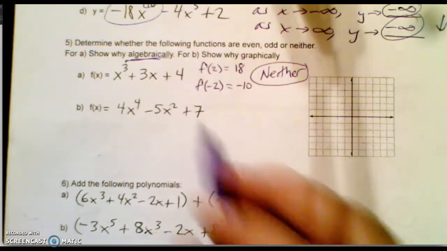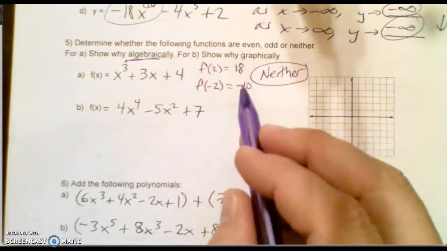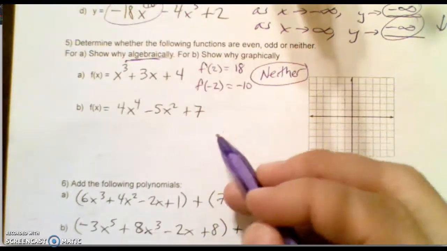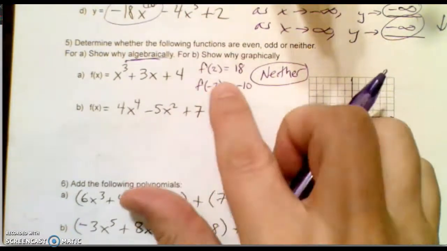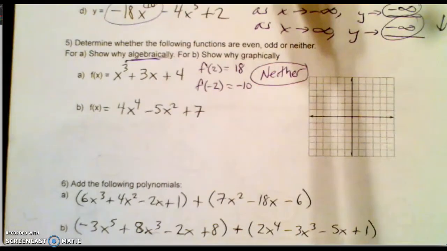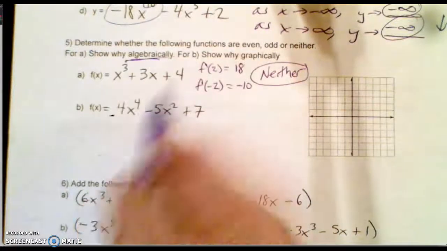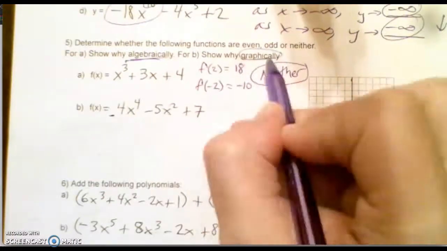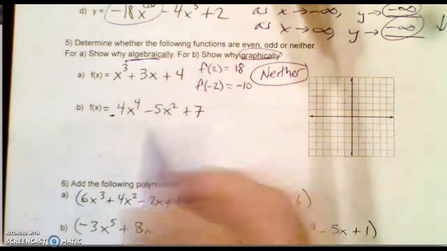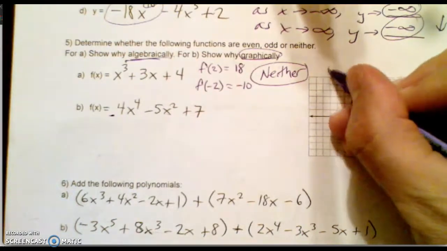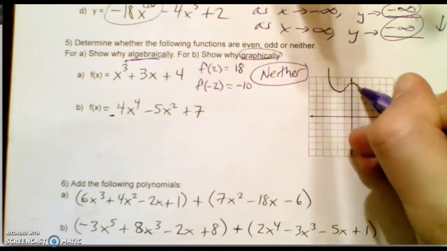And if they did match, if it was like 18 and 18, it would have been even. And if the numbers matched but the signs were different, like 18 and negative 18, it would have been odd. So let's try... okay, I could do that here, but this one said, how could you do it graphically? So you type this in your graphing calculator, and I'm going to sketch what it looks like. It looks something like this.